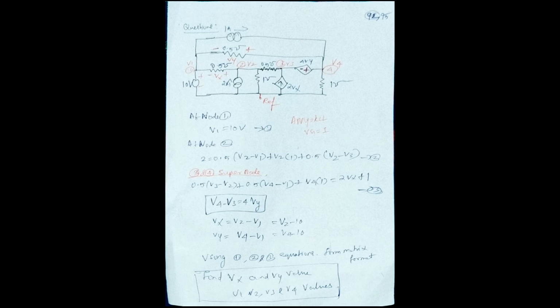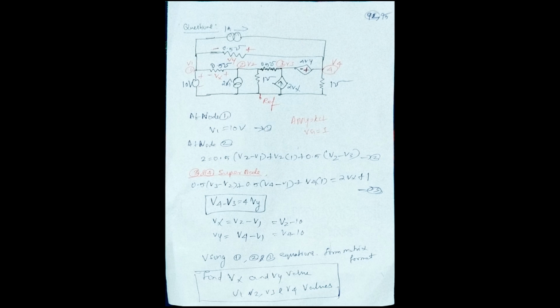At node 1, V1 is equal to 10 volts because the 10 volt source is joined at node 1. At node 2, the 2 ampere source, a 0.5 mho conductance and another 0.5 mho conductance join, and the V3 voltage and V1 nodal voltage join with a 1 mho conductance. So we write the equations. Vg is equal to I.